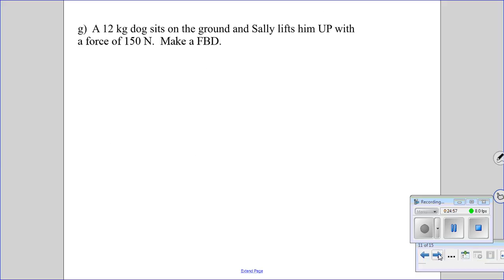All right, where are we at? Let's see. Oh, cool. So this time our dog. Oh, we're back to a dog again. Floppy ears. 1, 2, 3, 4 feet. Bushy tail. 12 kilograms. Gravity.